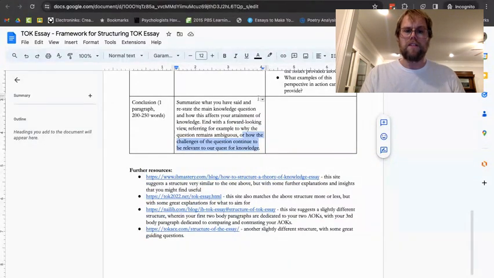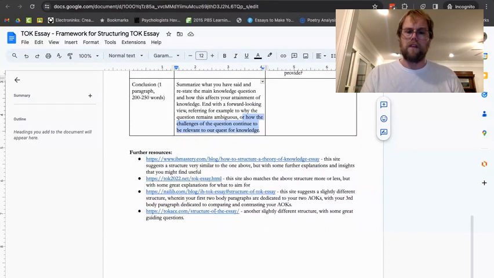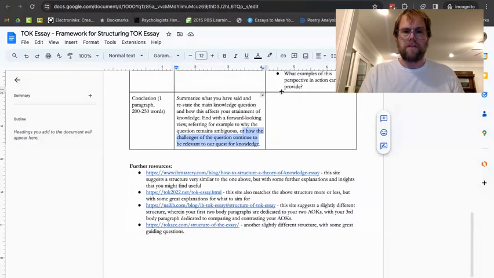To conclude, there's 4 links down here to some other frameworks. 2 of them are really similar to this one, but they provide some really good explanation and advice. And the other 2 are slightly different. So take a look at those and see if they make sense. I just found these on the internet, but these are good guidance and good information.